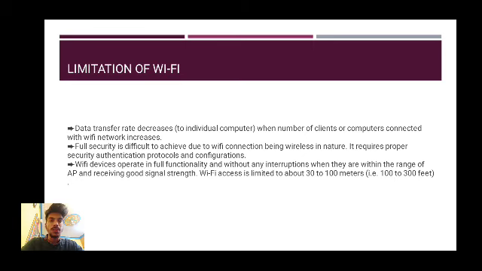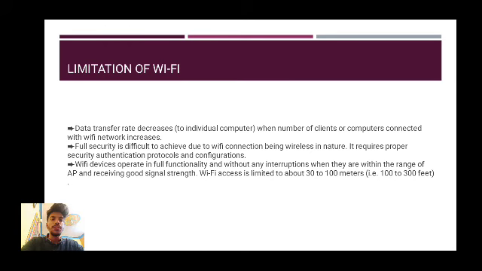Here are some limitations of Wi-Fi. Data transfer rate to an individual computer decreases when the number of clients or computers connected to the Wi-Fi network increases. Basically this says that when the number of clients increases, the speed of the wireless network decreases. Full security is difficult to achieve. Wi-Fi is not as secure. It can be hacked easily.